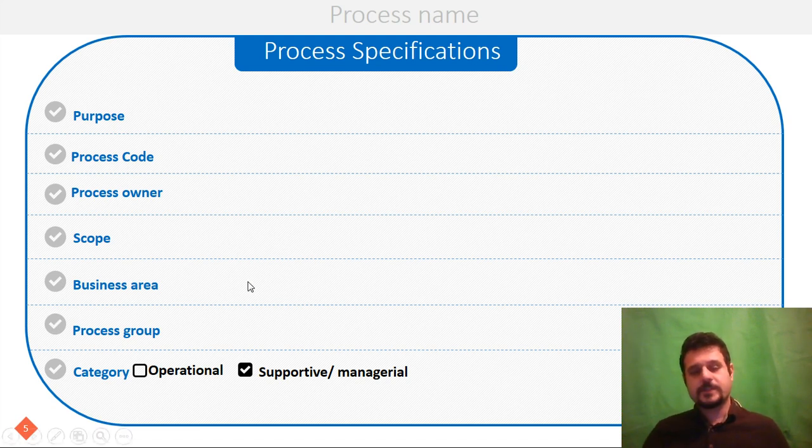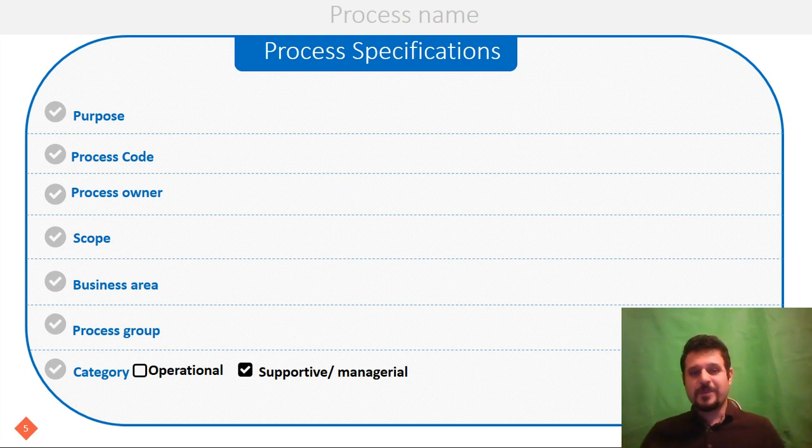We talk about business area and process group in our process architecture lessons. You can watch the process architecture lessons. Business area, we are talking about the process hierarchy diagram. We should write the business area and process group here because we want to know the position of the process through our hierarchy, and it's important for us.